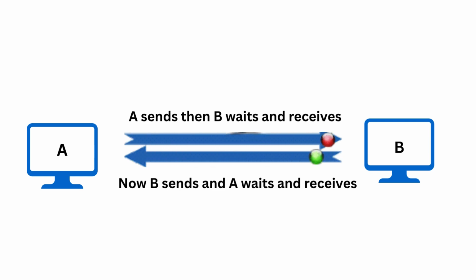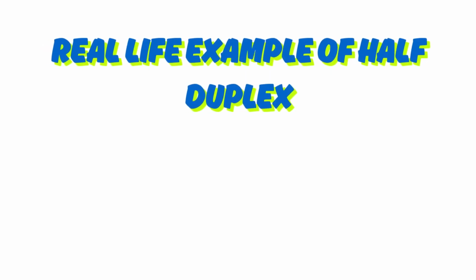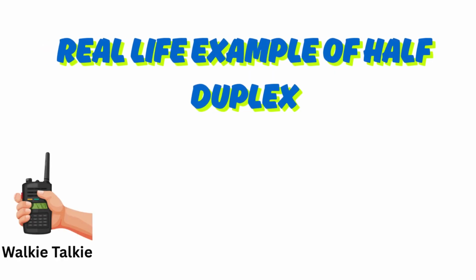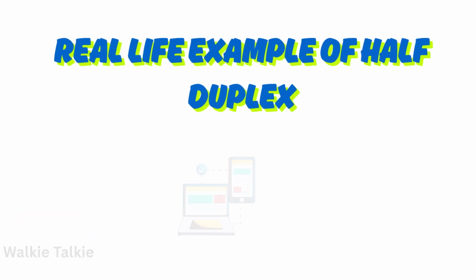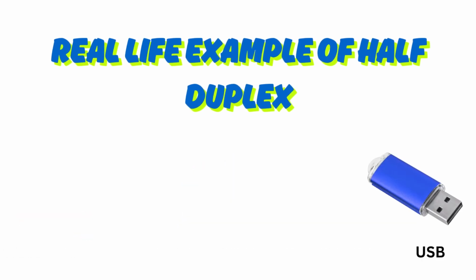Some of the well-known examples of half duplex mode of communication are walkie-talkie, browsing the internet, and USB communication. If you closely look at the communication mechanism adopted by all these three concepts, you will understand that in all these devices, the data communication takes place in both directions but not at the same time.